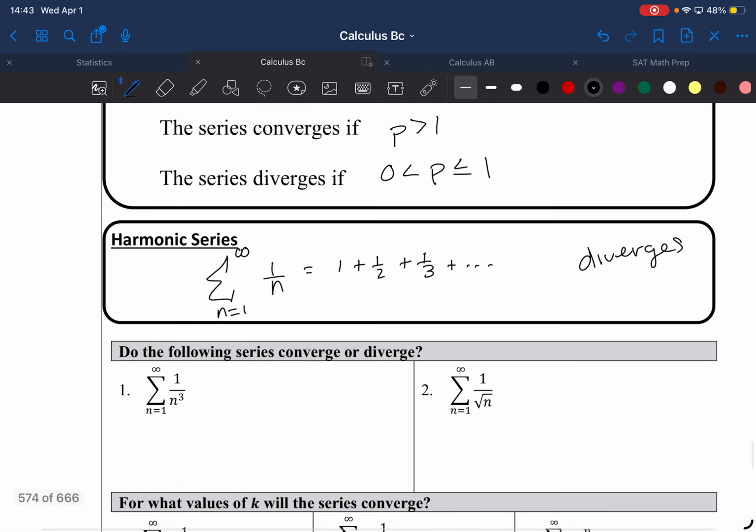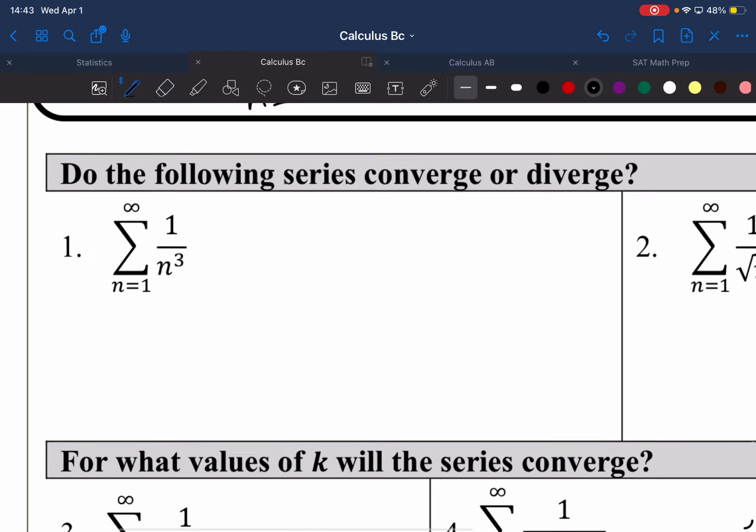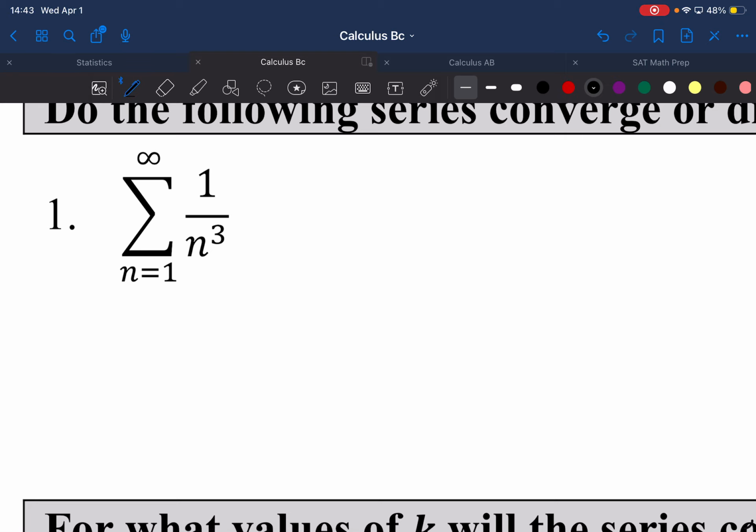Okay, for number 1 and number 2, it says, does the following series converge or diverge? Which means we first have to identify the P value in the P series. So looking at number 1, what is the P value? 3. Is that greater than 1 or between 1 and 0? So that means this series is going to converge.